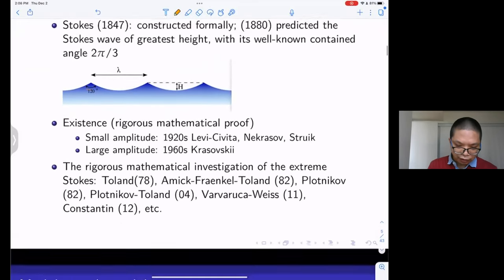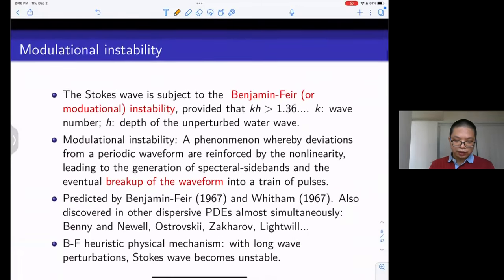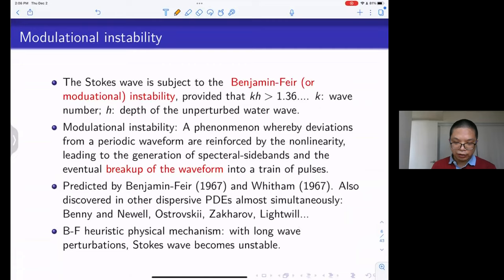Okay. The main topic today is the modulational instability. So a Stokes wave is subject to the modulational instability if the wave number and the depth of the water satisfy this condition. What is modulational instability? I copied this from Wikipedia. I don't need to repeat this word by word. Overall, it says that a Stokes wave is unstable under long wave perturbation, and this phenomenon was predicted by Benjamin, Feir and Whitham. Later on, this phenomenon was also observed in other dispersive models.